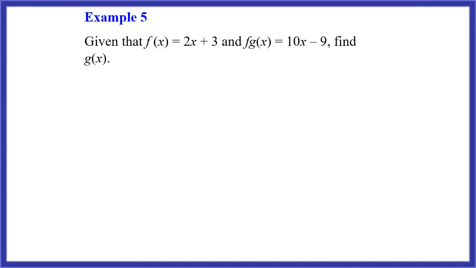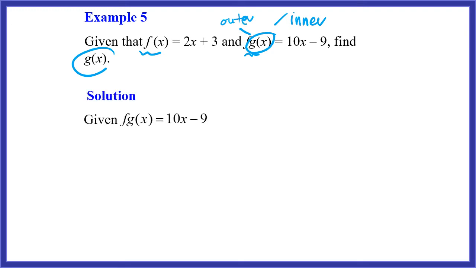Okay, so for example 5, given f(x) equal to 2x plus 3 and f of g(x) equal to 10x minus 9, find g(x). So now we already have the composite f of g and the function f, and we want to find g(x). So g(x) is the inner function here, because it will be the first function that we find, and after that f will be the outer function. So I separate into these two types of function.